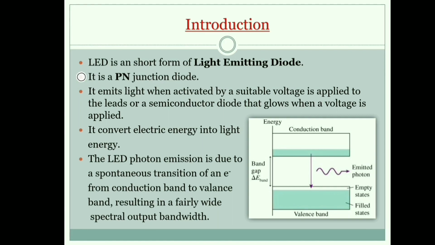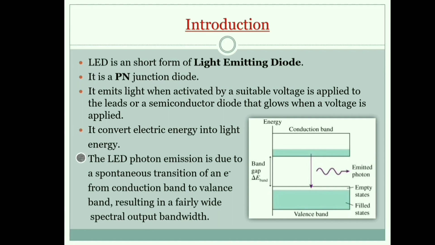So now what happens? LED emits light when activated by a suitable voltage applied to the leads, or we can say it is a semiconductor diode that glows when a voltage is applied. So how does it work? When we apply the voltage, that semiconductor device will emit light, and that is known as LED. So what is basically happening here is the conversion of electrical energy into light energy, as we are supplying the voltage, and as a result we are getting the light.